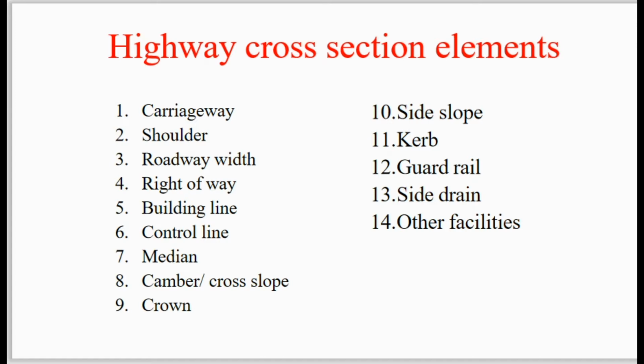First, the carriageway. Second, the shoulder. Third, the roadway width. Fourth, right-of-way. Fifth is the building line. Sixth, the control line. Seventh, median. Eighth is the camber or the cross slope. Ninth is the crown. Tenth, the side slope. Eleventh is the curb. Twelfth, guardrail. Thirteenth is the side drain, and lastly the other facilities which are required in highway construction.